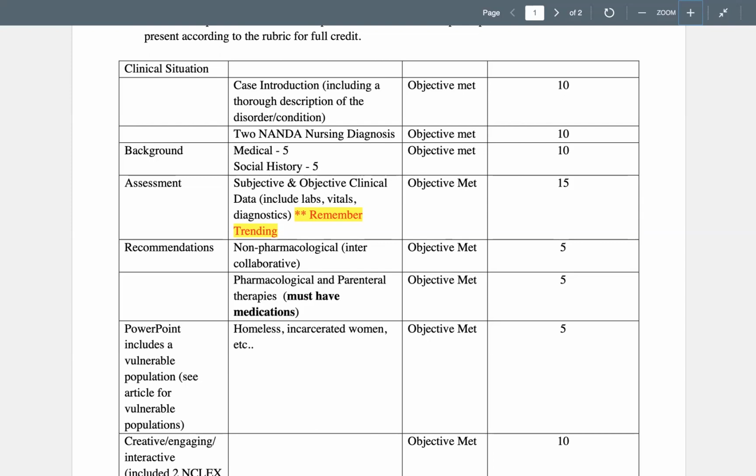And I want to see labs, vitals, and diagnostics. So I want to see trending. Please make sure you have trending or you will lose points. So I want to see all of that, and that's worth 15 points.